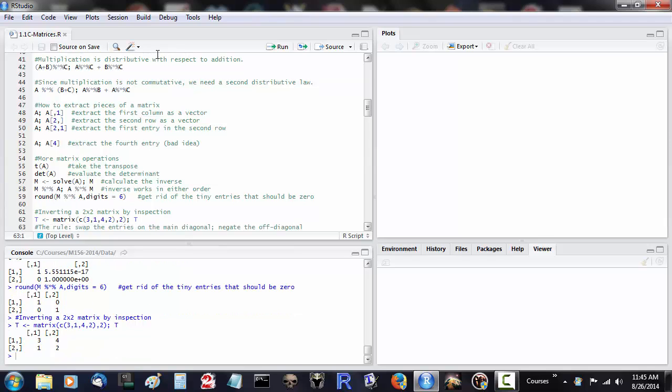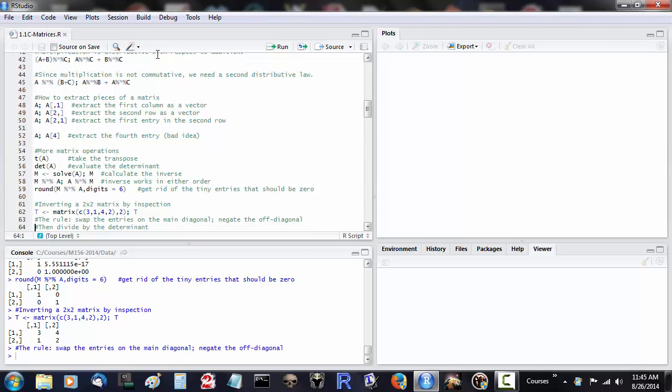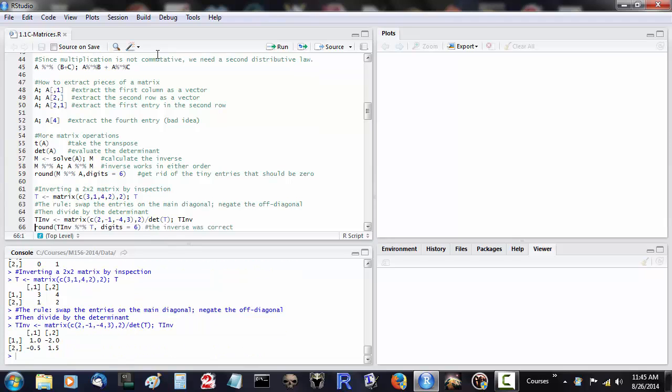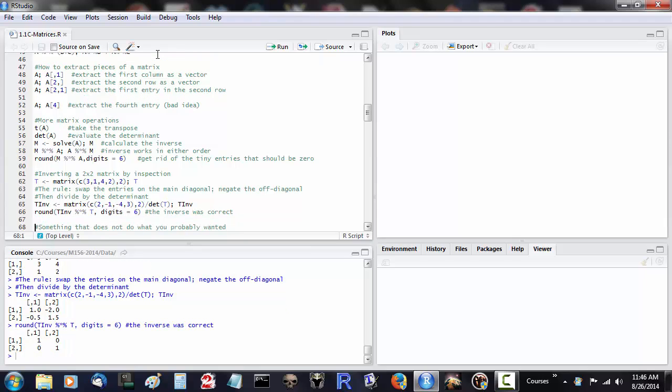In the executive summary is the rule for inverting a 2 by 2 matrix. This is the only case where you can do it by inspection. The rule says, given this matrix T, I swap the entries 3 and 2 on the main diagonal while negating the entries 4 and 1 on the off diagonal, and then I divide by the determinant. If I do that in R, here is the result. And when I multiply that inverse by my original matrix T, I get back the identity matrix.